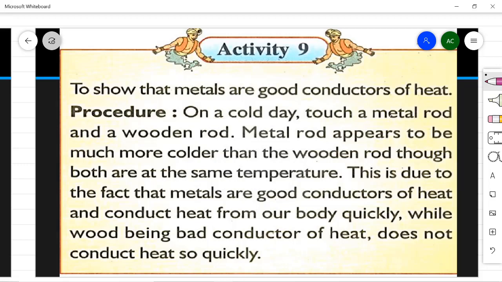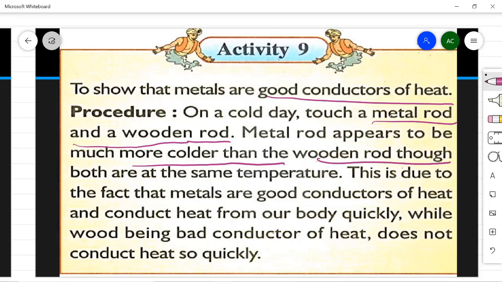This activity will show you that metals are good conductors of heat. On a cold day, if you touch a metal rod and then a wooden rod, they will feel different. The metal rod will be much colder than the wooden rod. In the open we have kept a metal rod and a wooden rod, but which is colder? The metal rod is colder because it is a good conductor of heat and it will conduct heat from our body quickly.